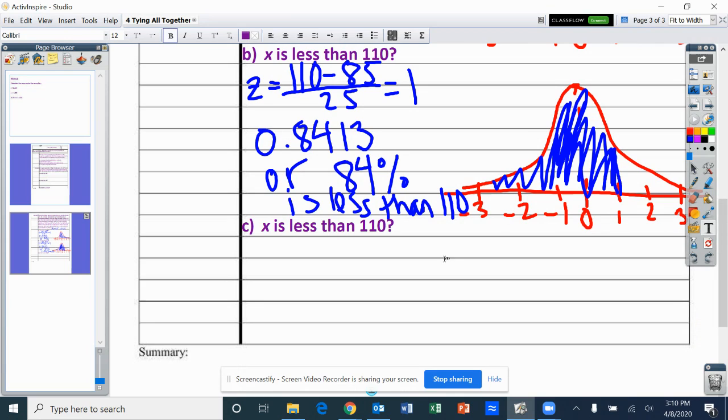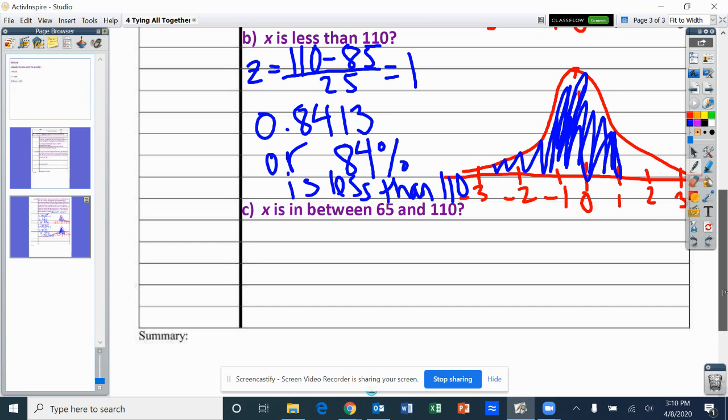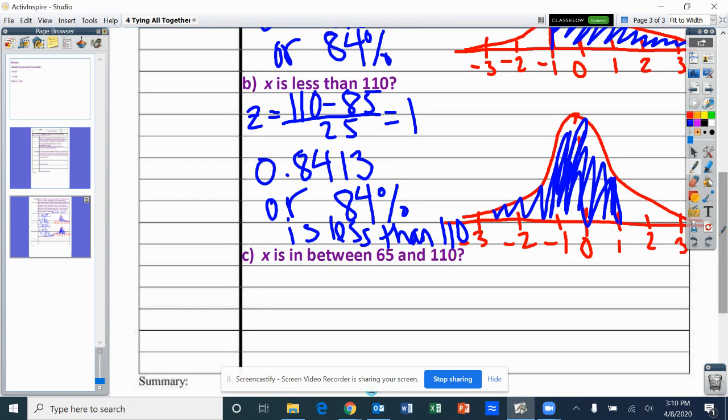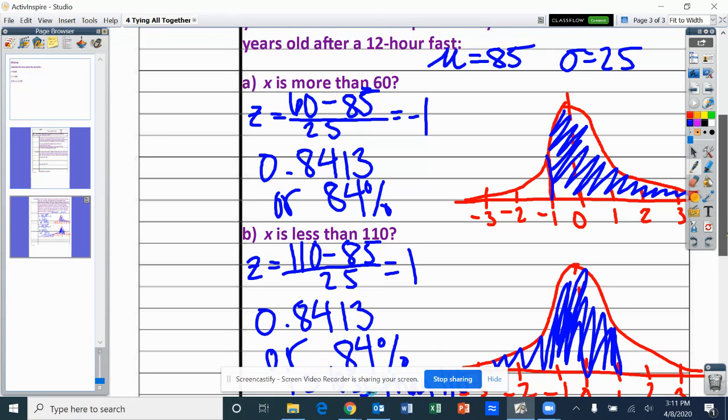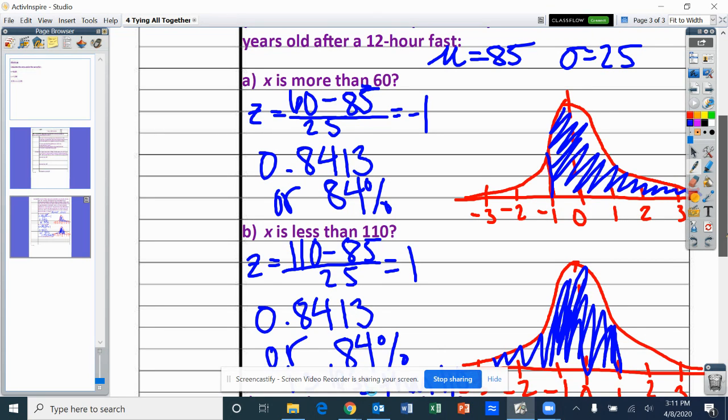So the next question, what is the probability that x is not less than 110? What is the probability that x is in between 65 and 110? So we are close. I mean, if you look at the questions that are right above it, we already did questions that are very similar to this. What's the probability x is more than 60? What's the probability that x is less than 110?